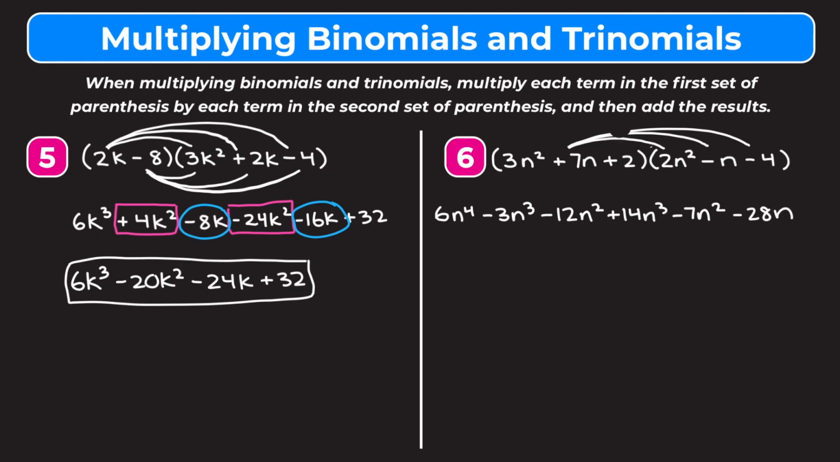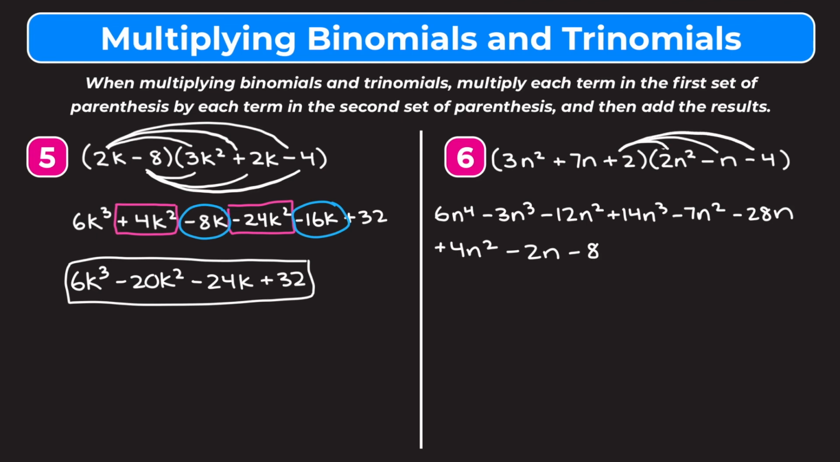And finally, we want to take the 2 in the first set of parentheses and multiply it by every term in the second set. So we're going to have positive 2 times a positive 2n squared is going to be a plus 4n squared. Positive 2 times negative n is negative 2n. And positive 2 times negative 4 is negative 8.